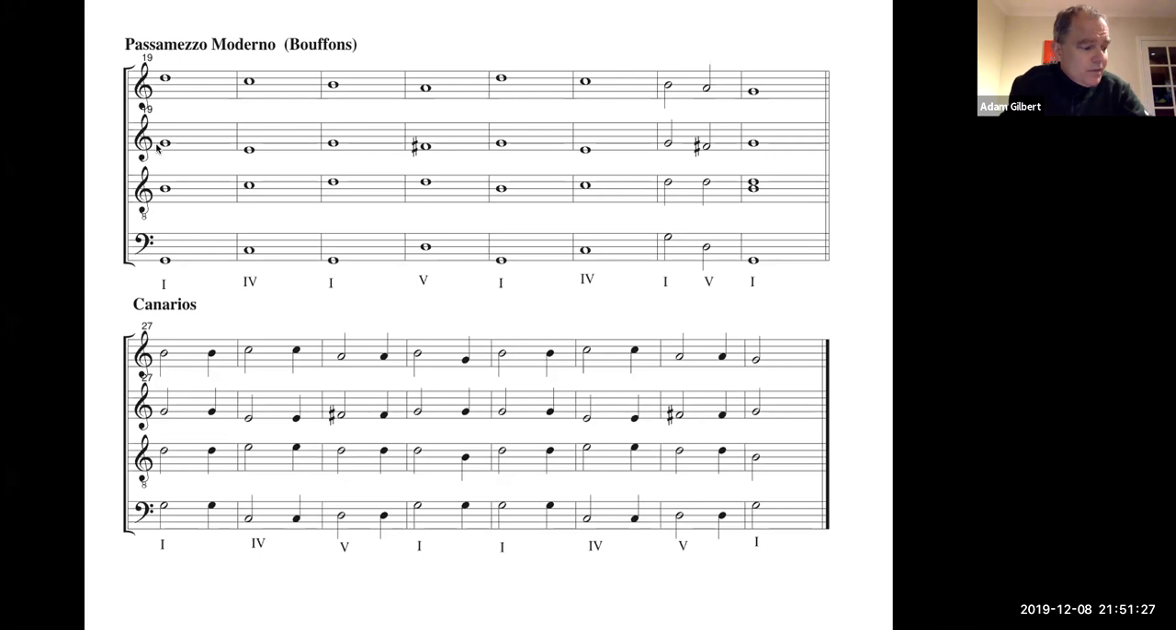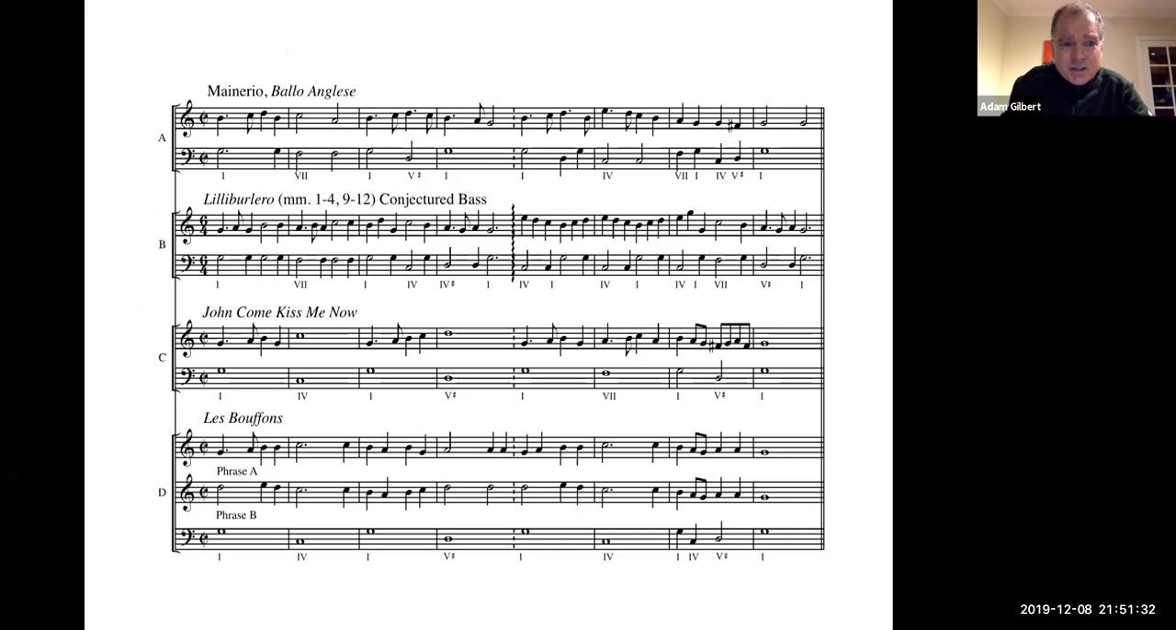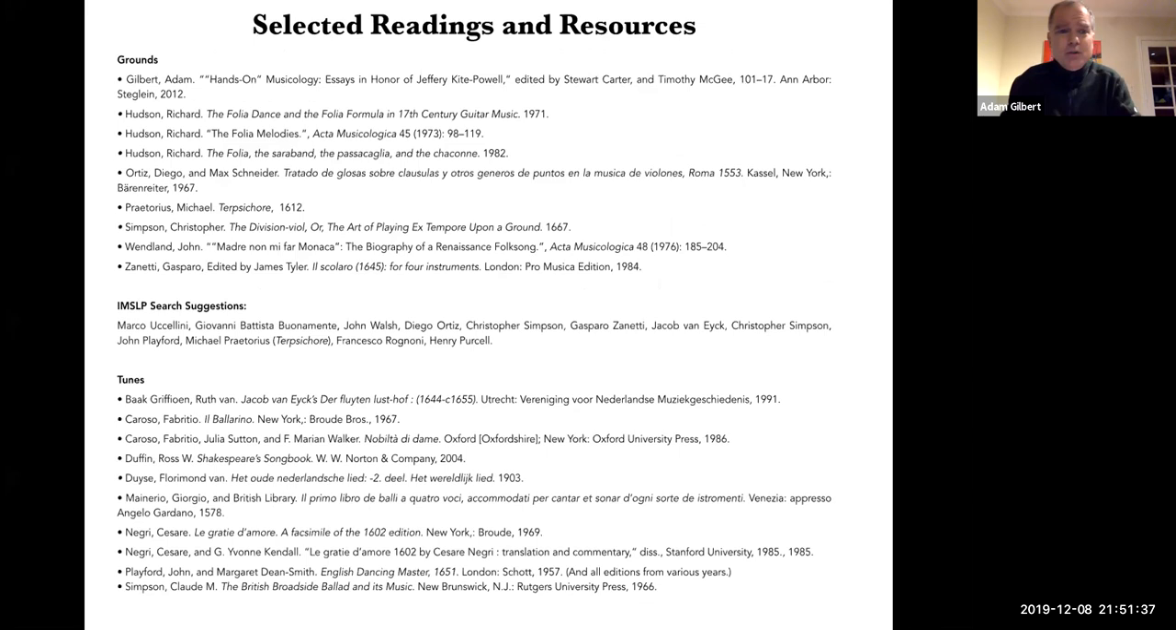And then I just thought I'd share with you, I have a series of readings here that might be of use. These are not the only ones, and I'm not tooting my horn here, but this whole presentation is closely related to an article I wrote that's not called Hands-On Musicology, it's called Thunder and Tune the Green Sleeves. I'll fix that for you. Richard Hudson, if anybody's interested in this, you gotta go read Richard Hudson, his Folia Dance.